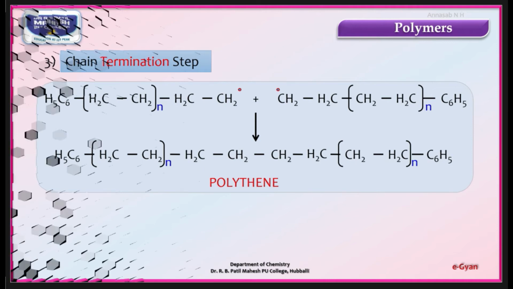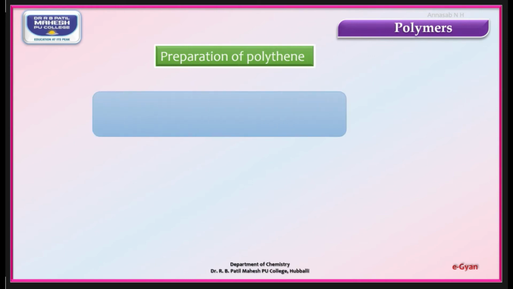Moving to the next concept of the video lecture, types of polythenes. The preparation of polythene is very simple. CH2=CH2, that is the ethene molecule, when heated, undergoes polymerization to form polythene.